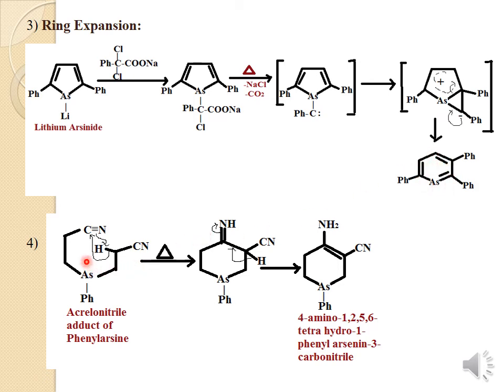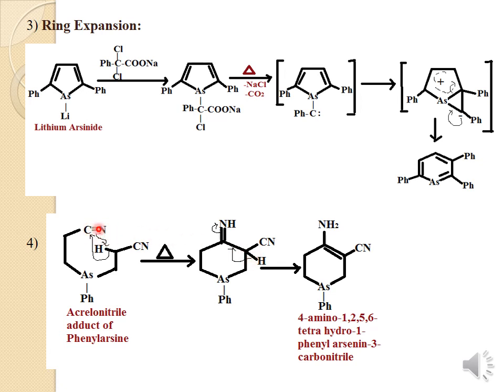Moving on to the fourth preparation, and that is your acrylonitrile adduct. This is your acrylonitrile adduct of the phenyl arsine, and upon treatment, what happens here is there is a hydride transfer. This hydrogen will transfer to the carbon, and one of the bonds will go. And there is a ring cyclization which is taking place over here. Once you are doing the ring cyclization, there is a formation of ring, right?